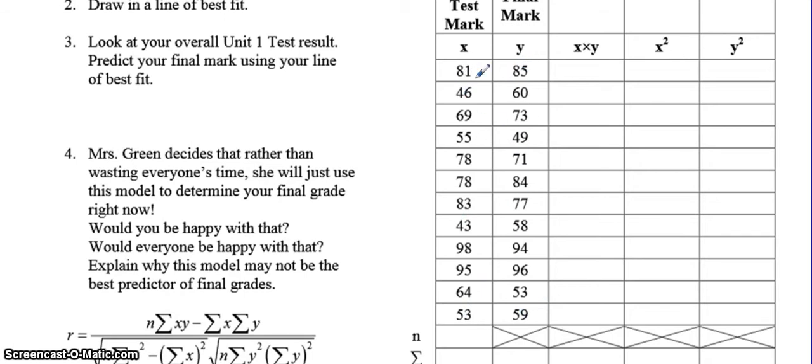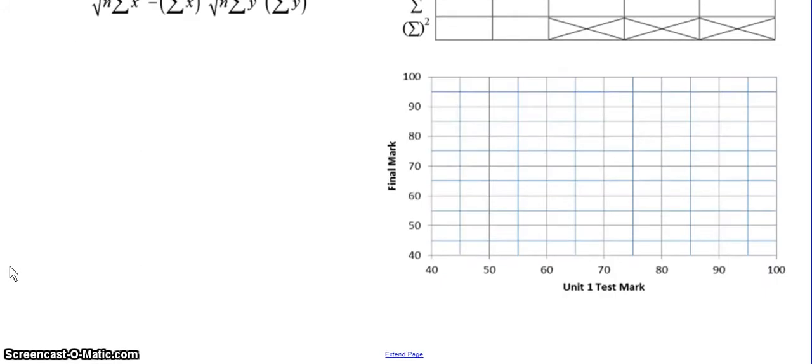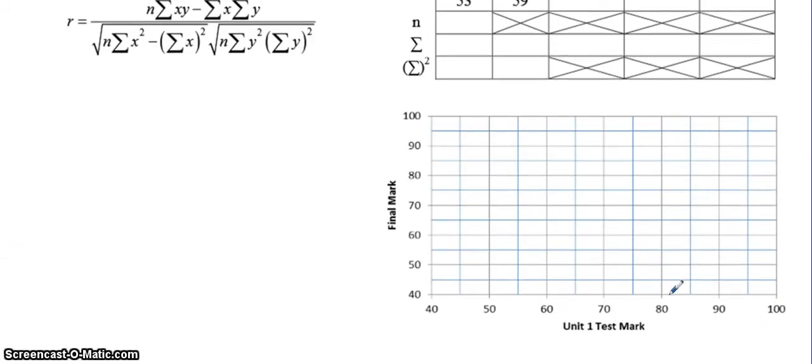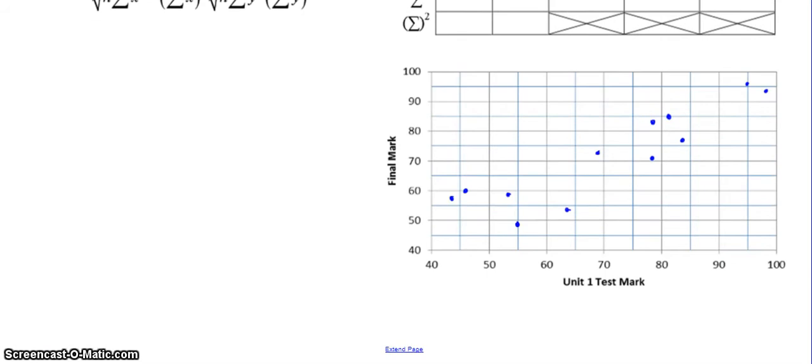So a point of 81, 85 would be about, 81 would be about here for the x, and 85 would be here, so you would plot that point right there. So press pause on the video, please, and plot all 12 points on this grid. Welcome back. So your scatter plot should look something like this, or at least something close to that.